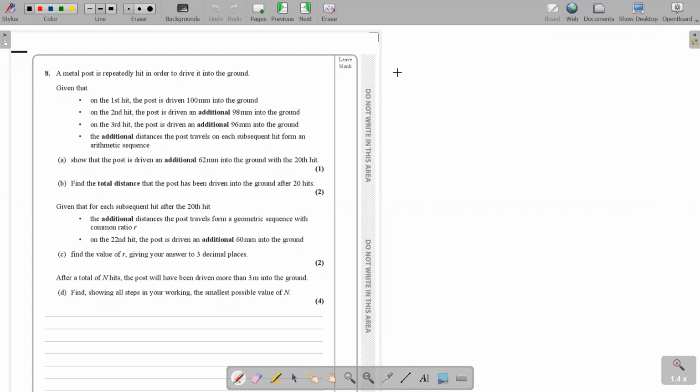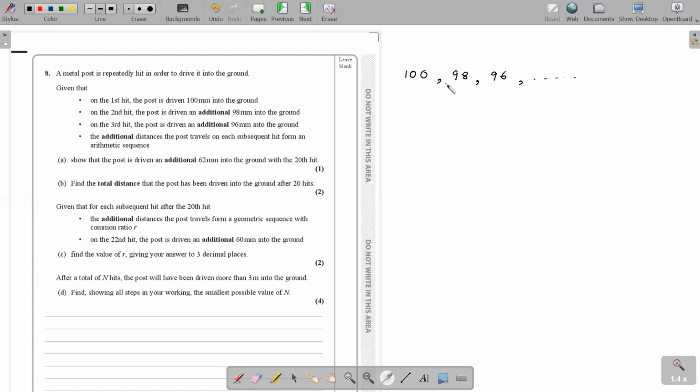Do you understand what's going on here? On the first hit, you go 100 millimeters. Second hit, you go 98 millimeters. That means a further 98, because you're already 100 millimeters in. Second time you hit, it goes another 98. The third time you hit, it goes another 96. So by the time you end up with the third hit, you have traveled this total distance. So they say this particular order is actually an arithmetic sequence.